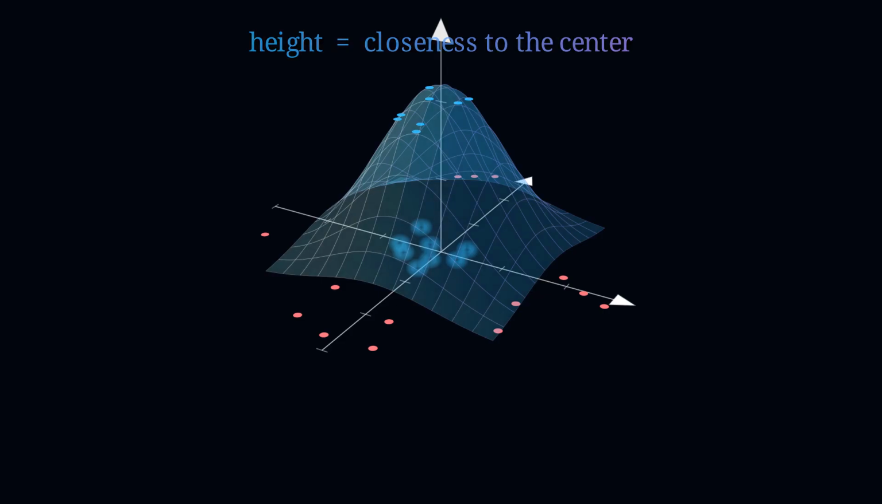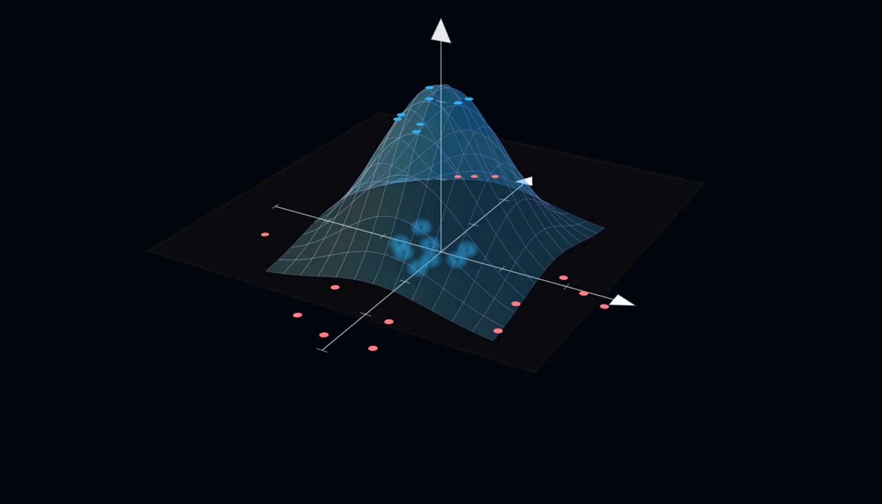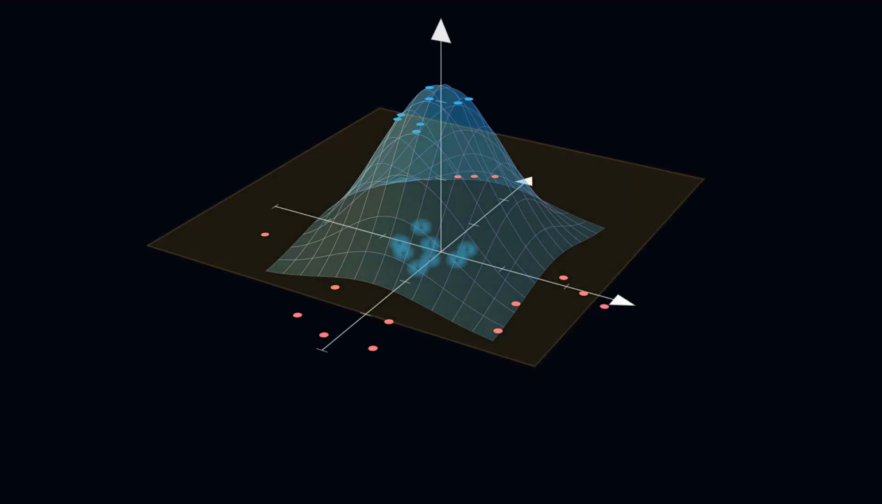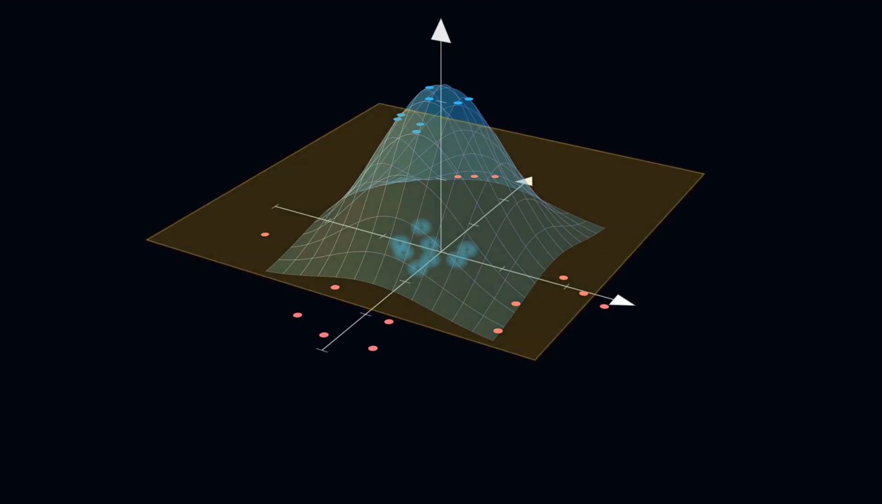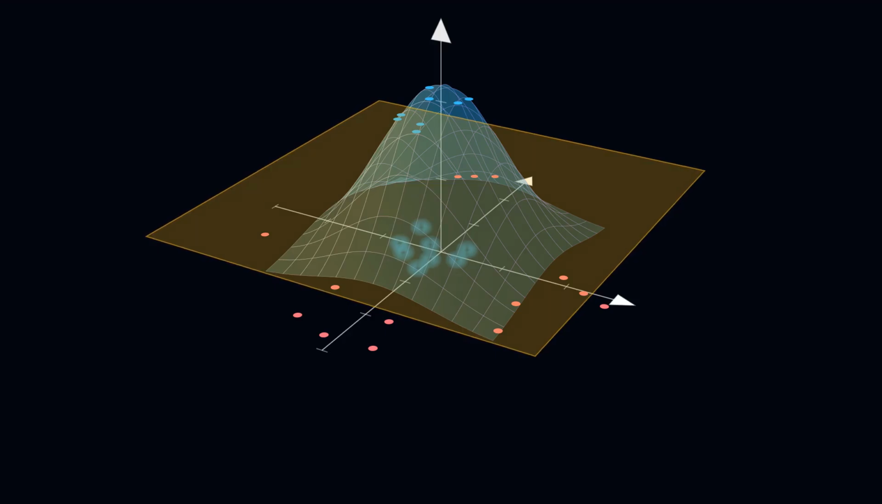And now the miracle. In this taller space, the two groups are separated by something perfectly flat again, an ordinary plane. Slide a horizontal sheet between the elevated blue peak and the grounded red halo, and it cleanly divides them, a flat cut, just at a higher altitude.